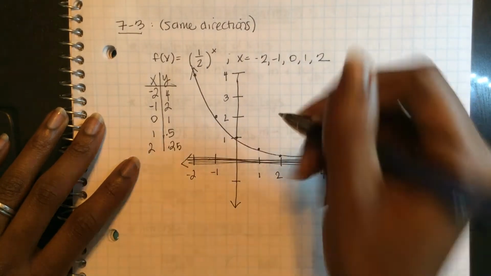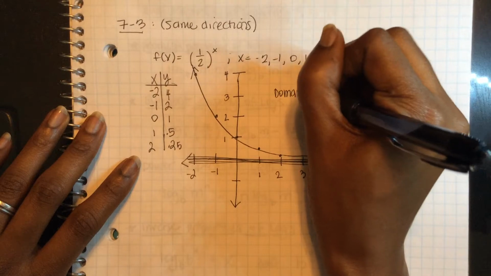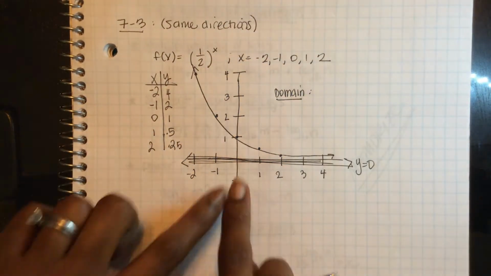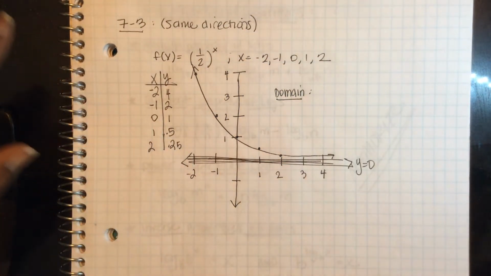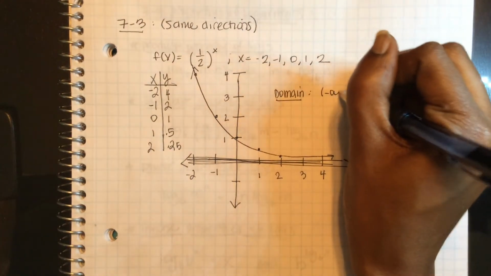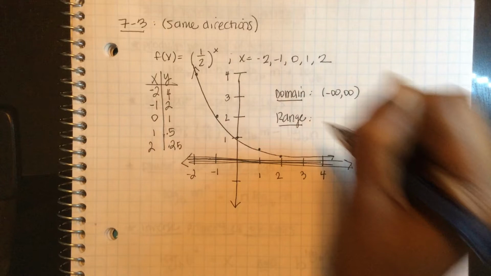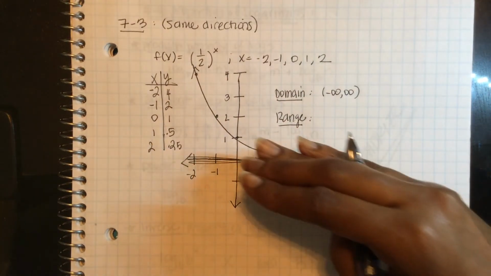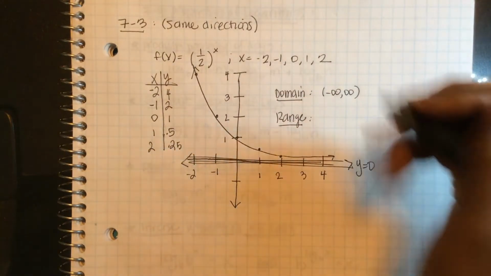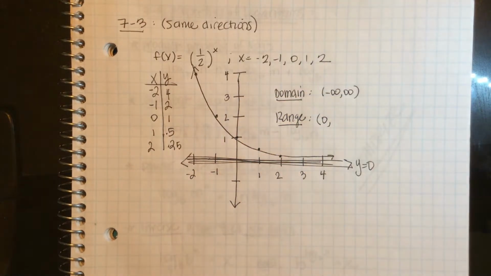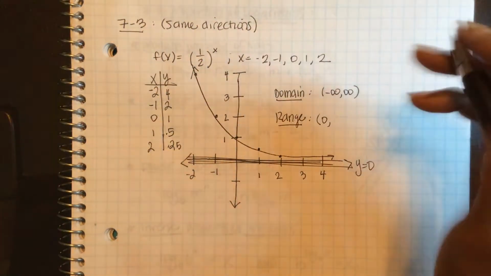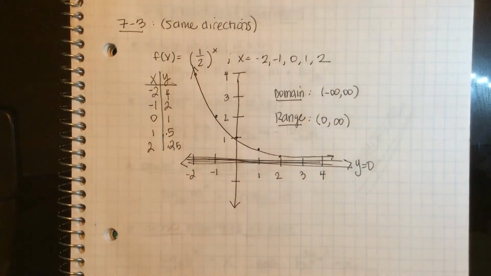So if I'm looking at the domain of this function, it's all possible x values. It keeps going both directions, so -infinity to +infinity. My range is my possible y values, where you see it never actually touches 0. So I'm going to put parentheses and then a 0, and then it keeps going up to infinity.